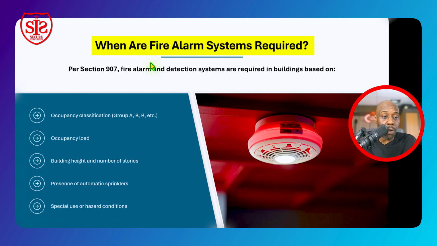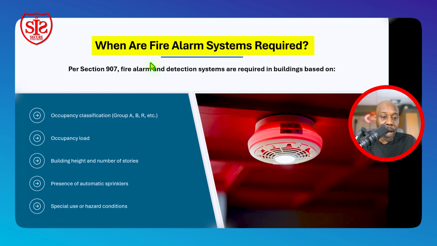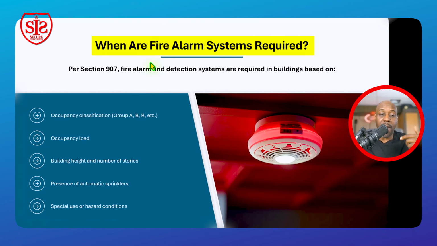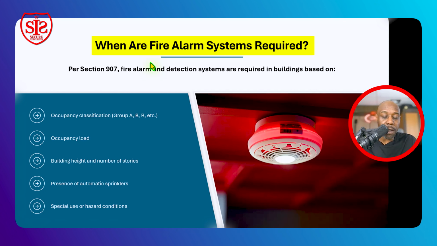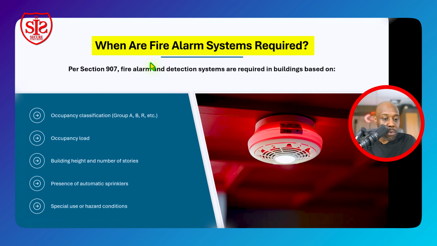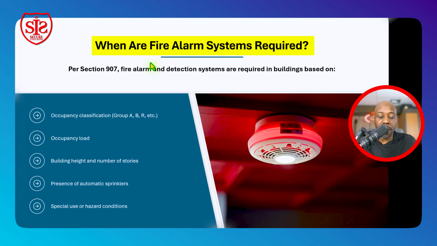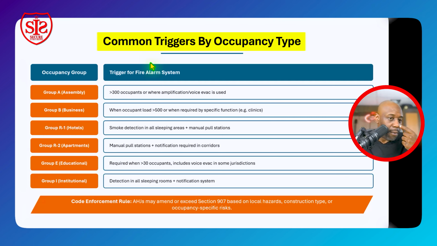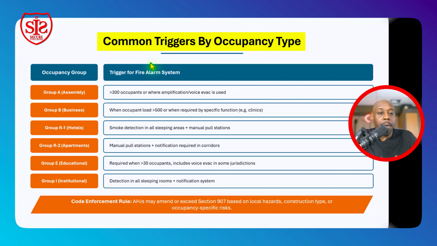The occupancy load, how many people; the building height and/or the number of stories of the building, anything over 75 feet; does it have a presence of automatic sprinklers, yes or no; is this a special use or a hazardous condition area, some type of hospital, biolab, or anything like that? So the different types of occupancy groups, here we have Group A, assembly.